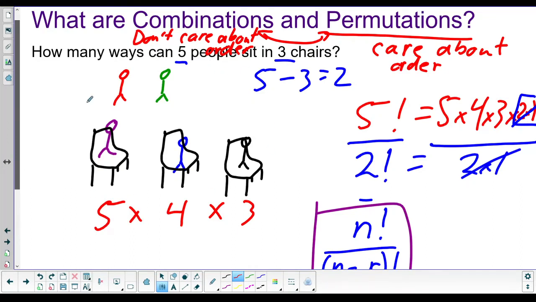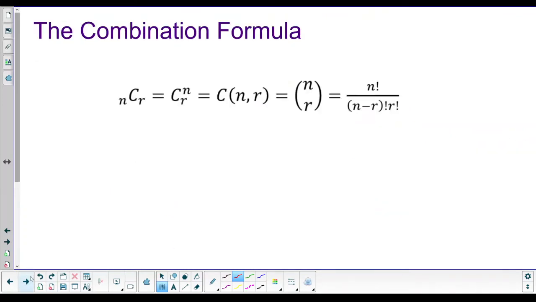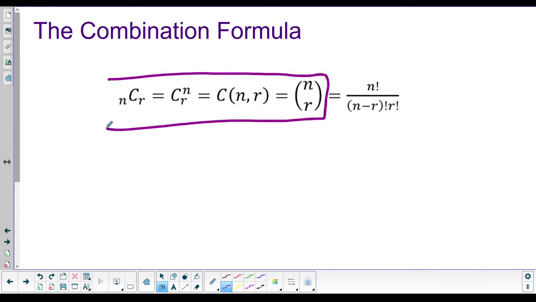So now that you are all super frustrated with me talking about this for 18 minutes without actually teaching you anything, let's go learn the formula and let's figure out how to do your homework problems. Okay, so let's talk about notation first. These are all the different ways you can write combinations. This is the formula for combinations.